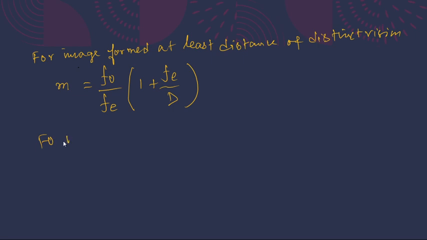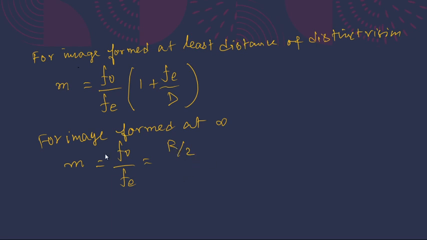And for image formed at infinity, M is given as FO divided by FE. That is equal to R by 2 divided by FE, because we know R, the radius of curvature, is equal to twice the FO. So we can make use of these two equations for finding out the magnification in two cases of a Cassegrain telescope.